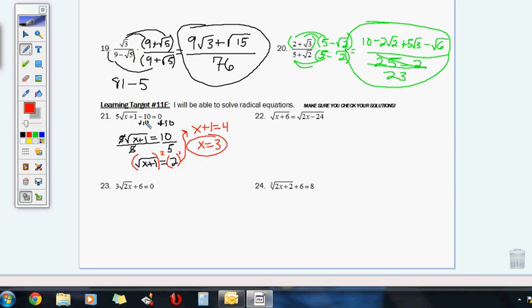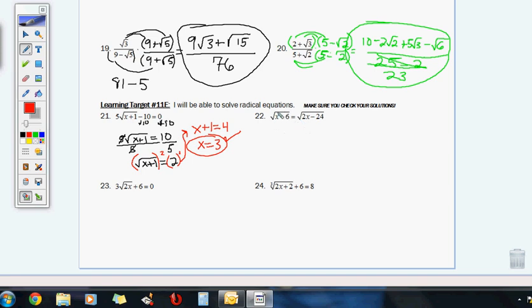Now taking this answer and plugging it in, 3 plus 1, that's actually 4. The square root of 4 is 2. 2 times 5 is 10. 10 minus 10 is 0. It does check out. Life is good. If that was a little fast for you, rewind that part and watch that again.